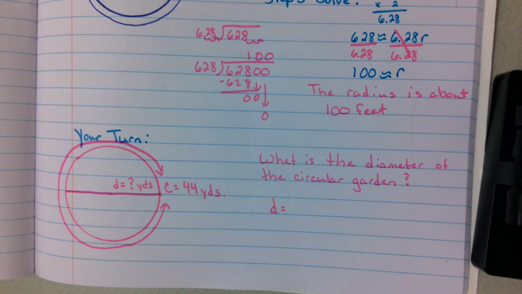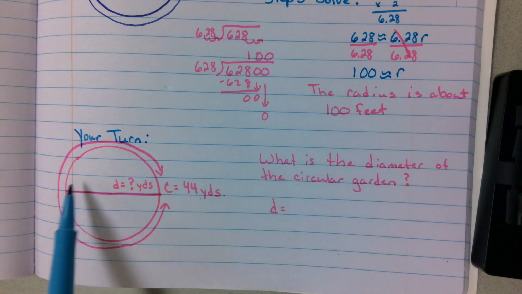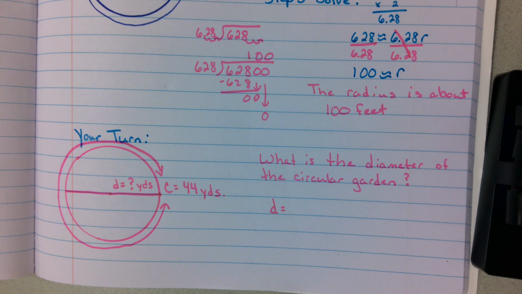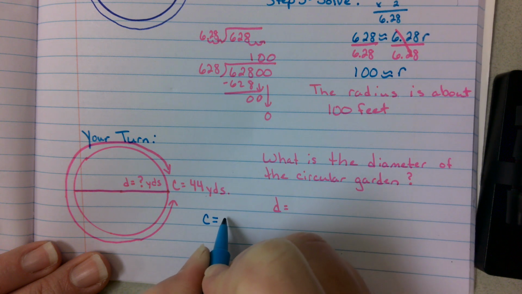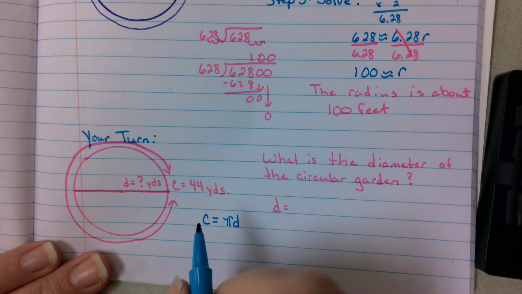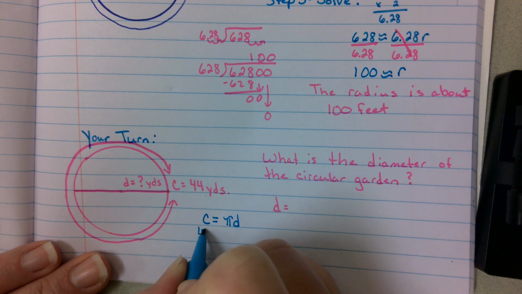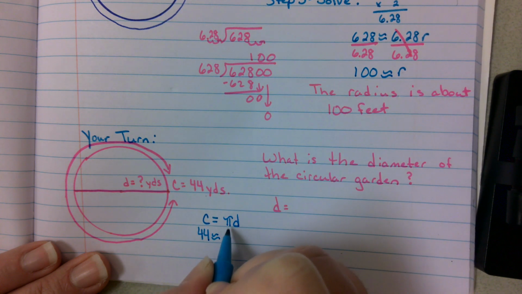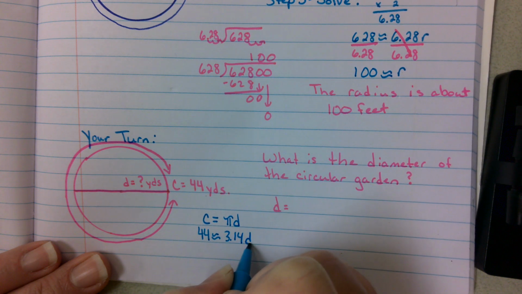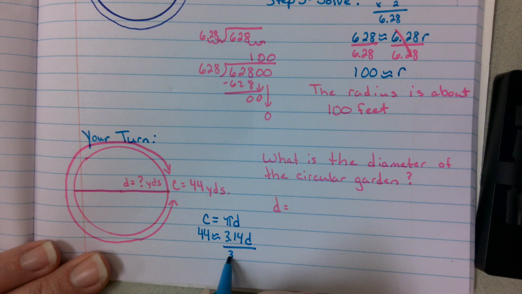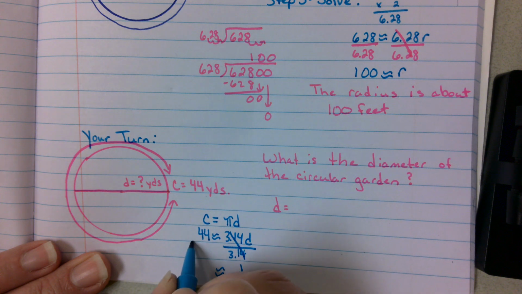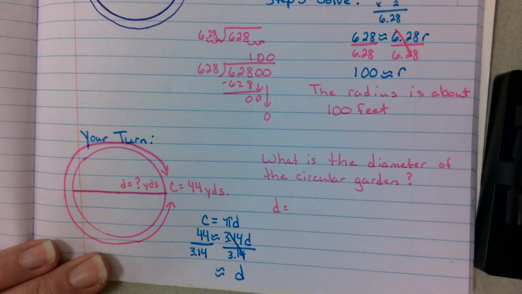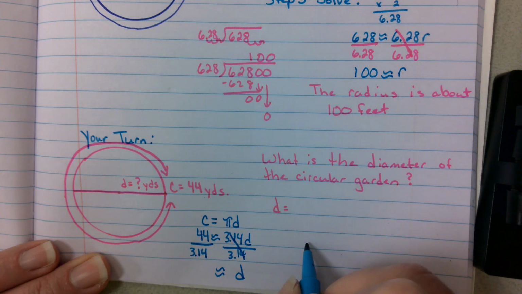What is the diameter of the circular garden? We're given the circumference. What is the diameter? All right, for this one, you should have used the formula C equals pi times diameter. We know that the circumference is 44 yards, and pi is about 3.14 times d. Here, we just need to divide by 3.14. That's 1d, which is approximately 44 divided by 3.14. All right, so now I need to do some division.